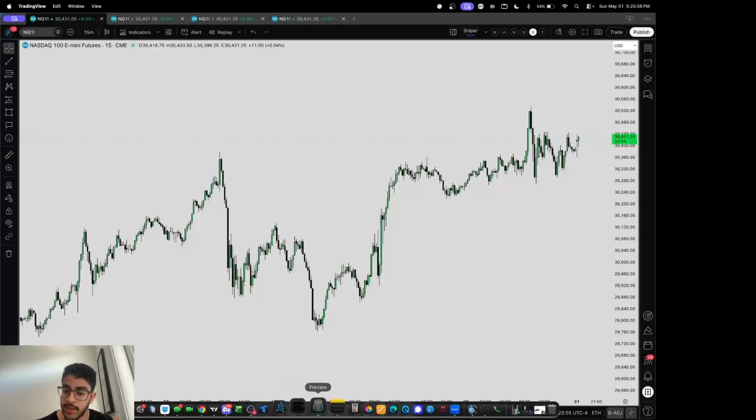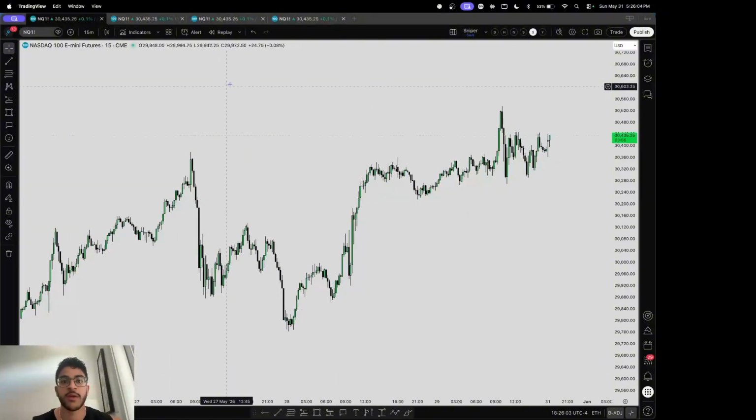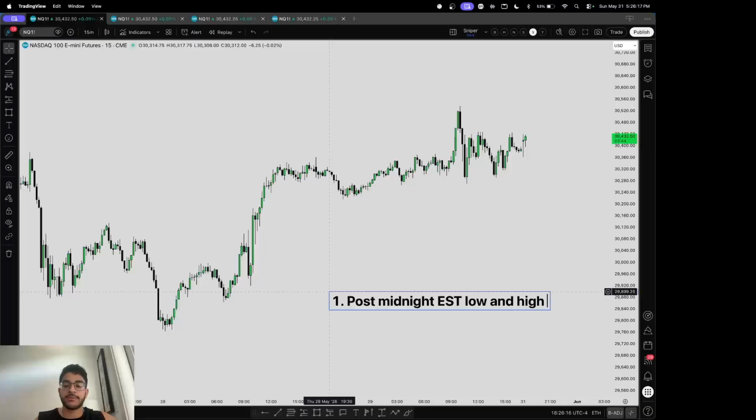Every morning I post my outlook. Every night for the private circle, I post my bias, my weekly bias, my daily bias. But for the free group, you see my morning outlook. How do I establish that? First thing I do is look at my post-midnight Eastern high and low. Post midnight, and this is some free game for you guys who are sticking around, low and high.